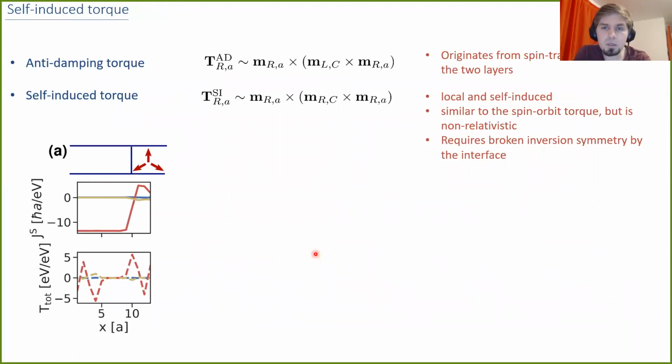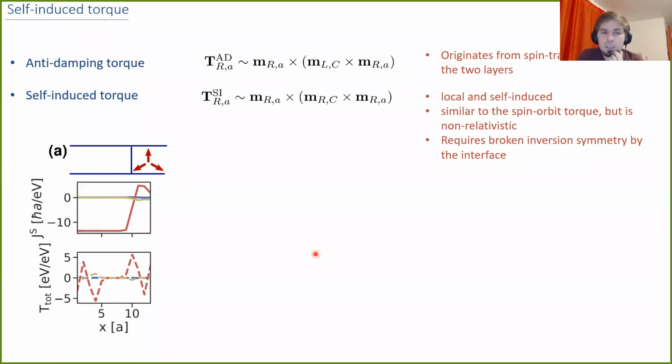Now, this self-induced torque, I just want to mention a little bit why we think it's quite interesting. The difference compared to the normal spin transfer torque is that it does not come from the other layer. It's internally generated, so self-induced. It's quite similar to the spin orbit torque in that it's also a self-induced and local torque, but it's non-relativistic, so it doesn't come from spin orbit coupling. So obviously it's distinct from the spin orbit torque.